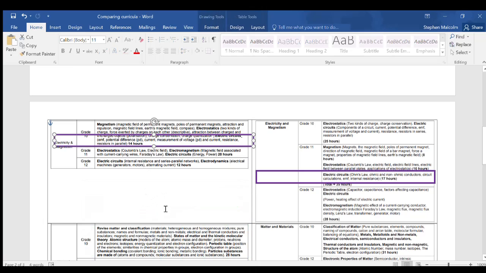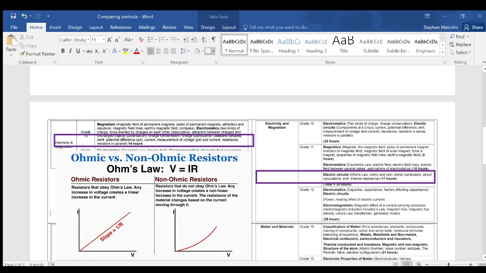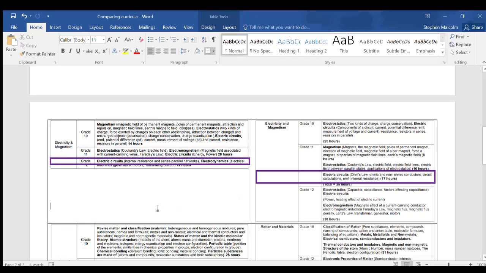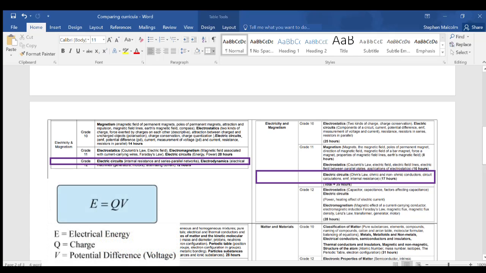and specifically looking at ohmic and non-ohmic conductors, which was done in grade 10 in the Physical Sciences. Heat, power and energy is not looked at now in grade 11 in the Technical Sciences. That is done in grade 12.